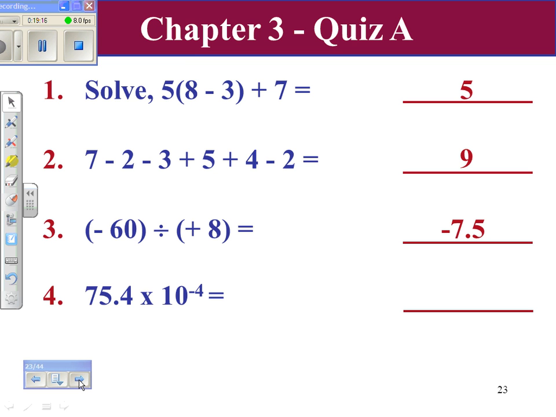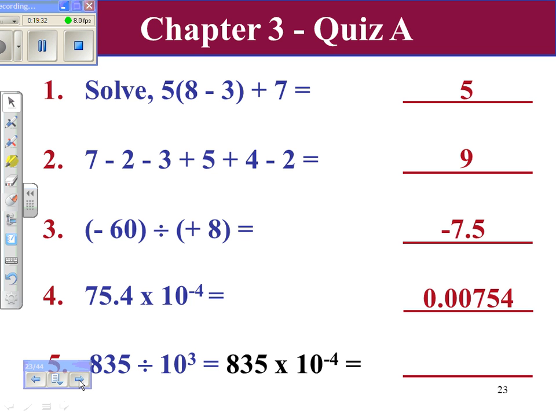Because you're going to multiply before you add, right? So 5 times 5, 25 plus 7. I think they made a typo. It's not my typo this time. Okay? But yeah, I think they made a typo there. Okay. 835 divided by 10 to the third.